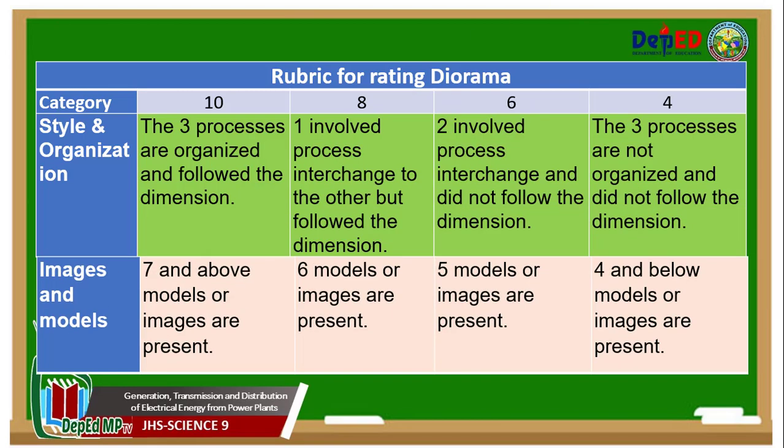Next category, images and models. 10 if 7 and above models or images are present. 8 if 6 models or images are present. 6 if 5 models or images are present.